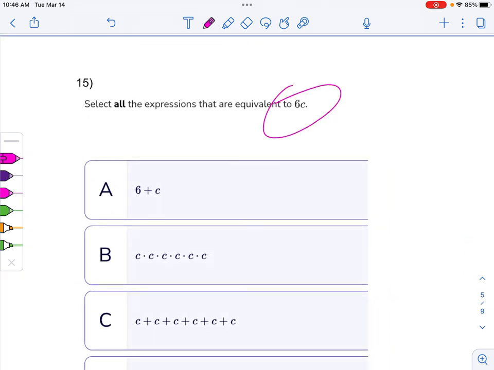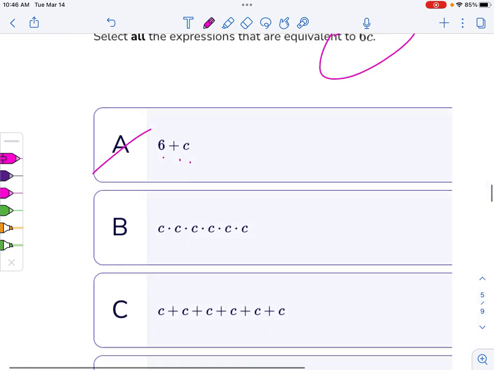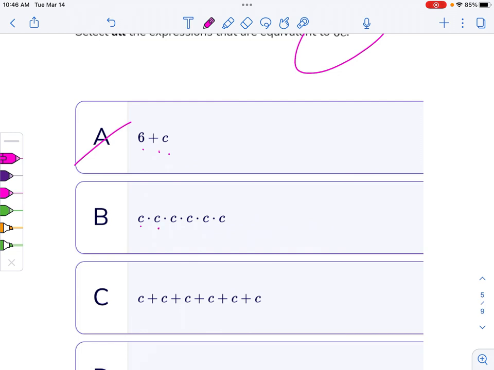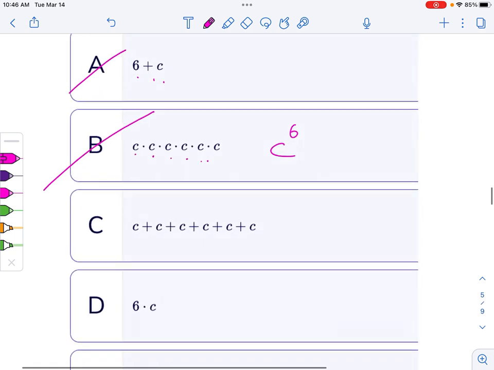Which one equals 6c? Okay, 6 plus c? Yeah, no, that's not going to do it. C times c times c. Okay, there's a lot of c's going on. This is actually an exponent. So this is c to the 6th power, which is very different than 6c. So it's not that one.